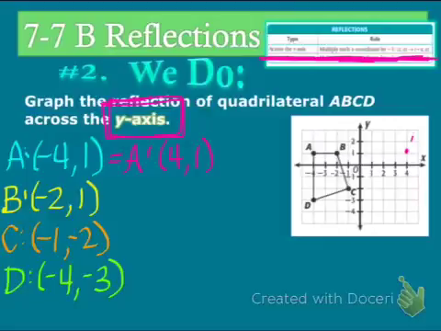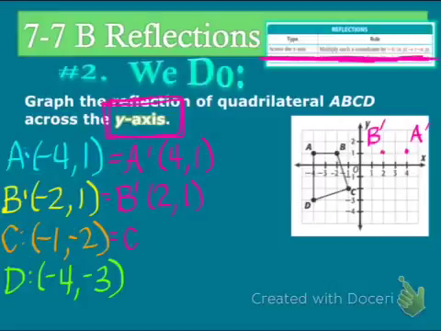That's A prime. Next is my B prime. To do B prime, I'm going to look at my original x, which was at -2, and I'm going to make that times -1, so it becomes +2. So I'm going to go to +2, up to 1, and put a dot. That's my B prime.